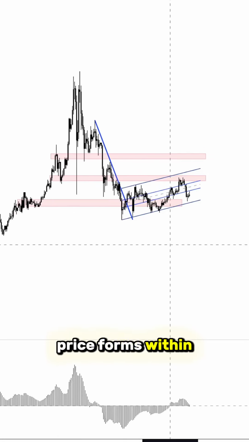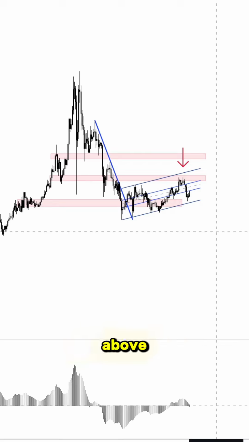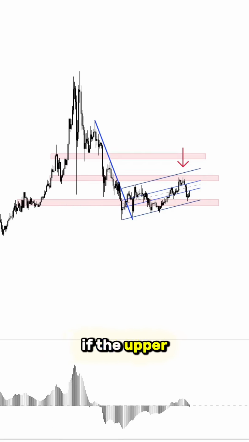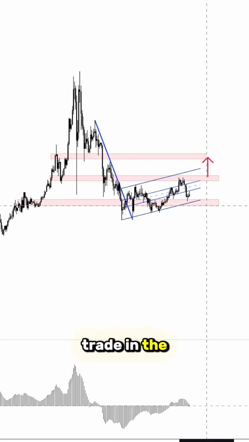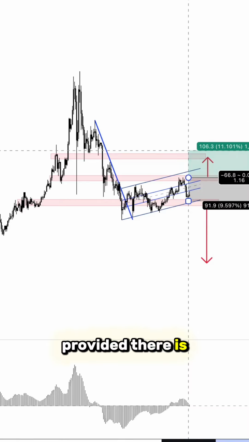Notice that the price forms within a price channel, and as soon as it reaches the first support, or rather, the first resistance from above, it starts to reverse. Accordingly, the same level remains below, and a fork appears. If the upper level is broken, we enter a trade in the upward direction. If it breaks downward, we enter a trade in the downward direction. Essentially, at this point, we can set up trades in both directions, provided there is a reasonable target.